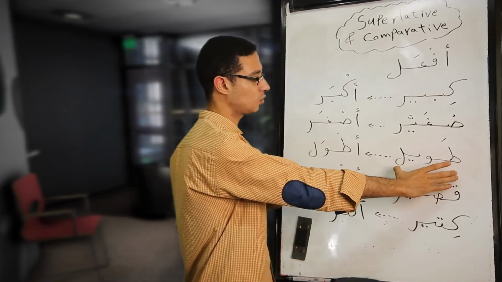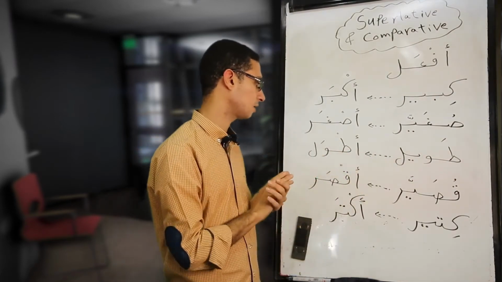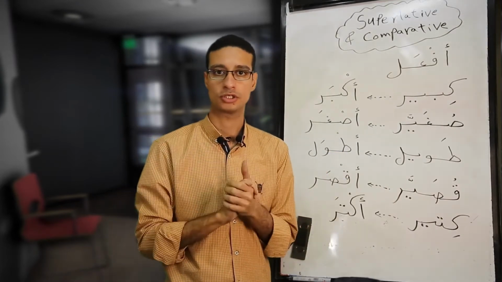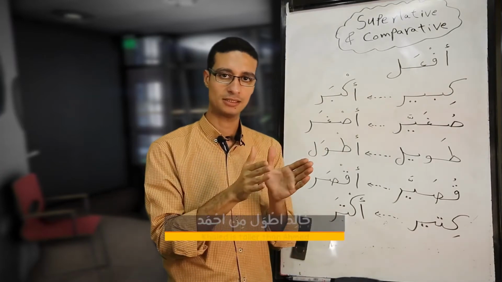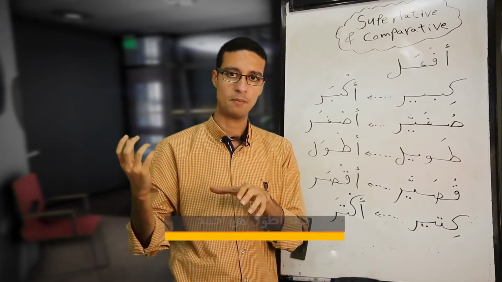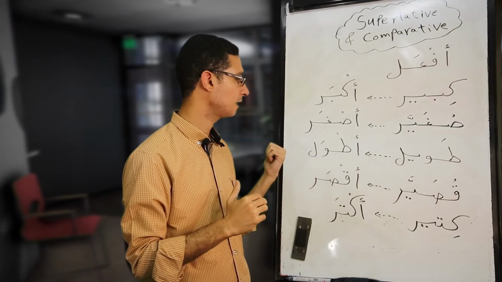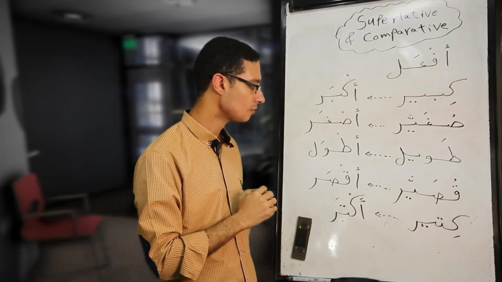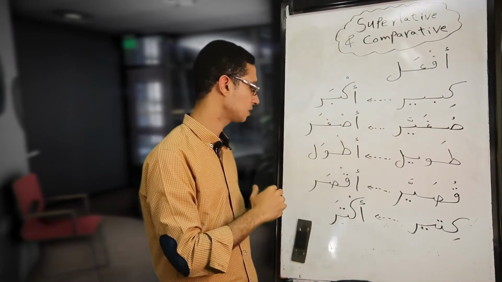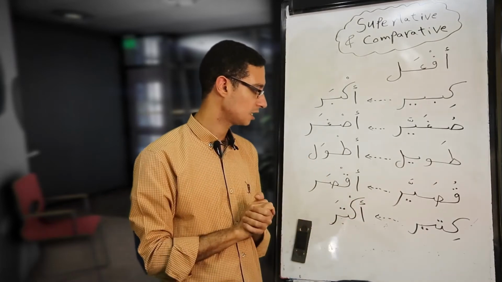The next one is طويل, which means long or tall. طويل, أطول, longer or taller. So for example, خالد أطول من أحمد. خالد is a name. أطول من is taller than, أطول من أحمد. The next one, قصير, short. أقصر means shorter.